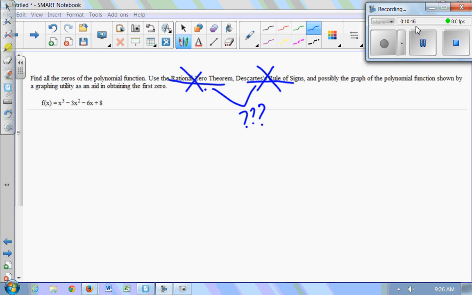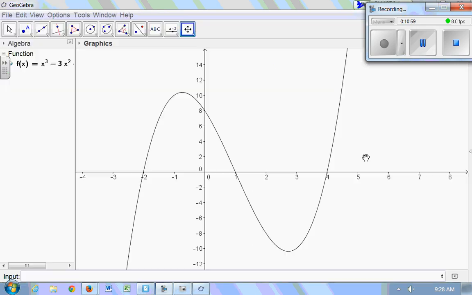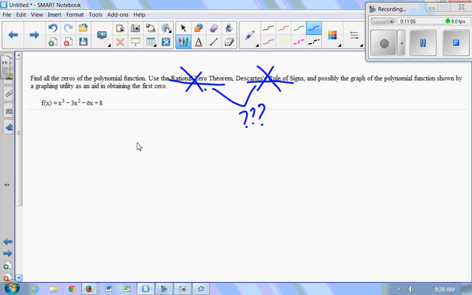Okay, so we're going to start by graphing this thing. Hopefully we can find one first zero if we graph it. So maybe I could pull up a graphing calculator, but it doesn't look like Linda has it pinned here. So we graph the polynomial, and the zeros are at -2, 1, and 4. Okay, so let's write that down.